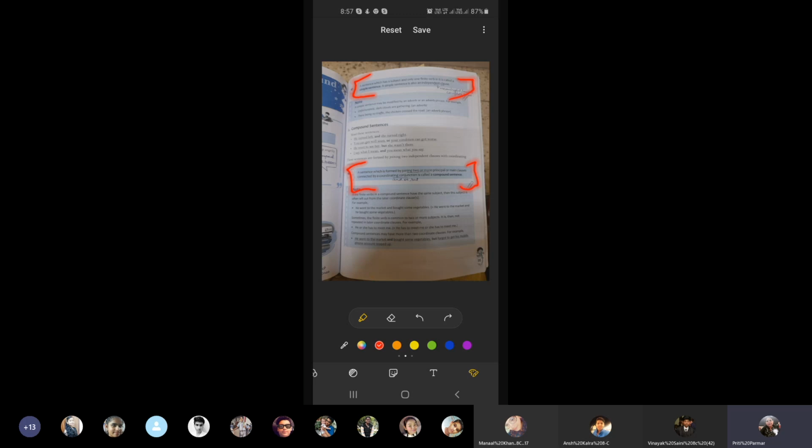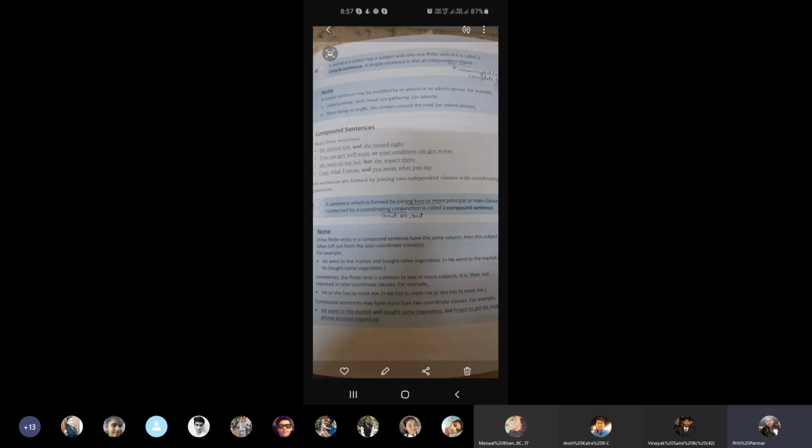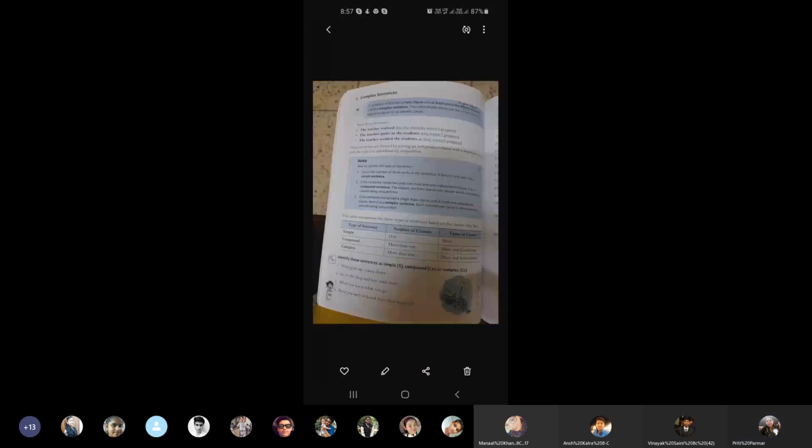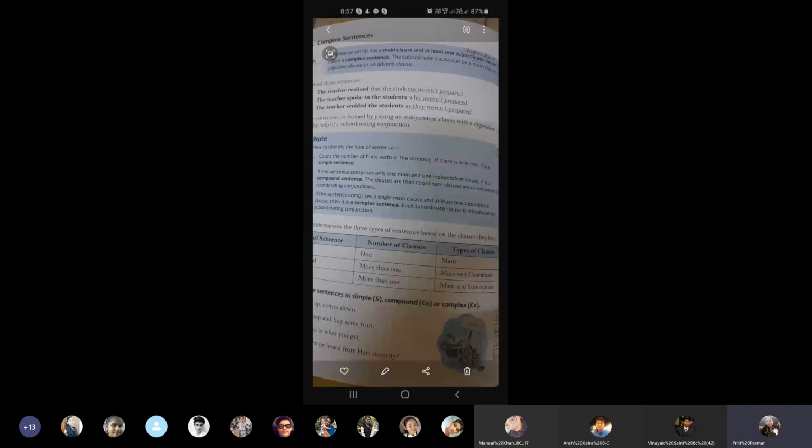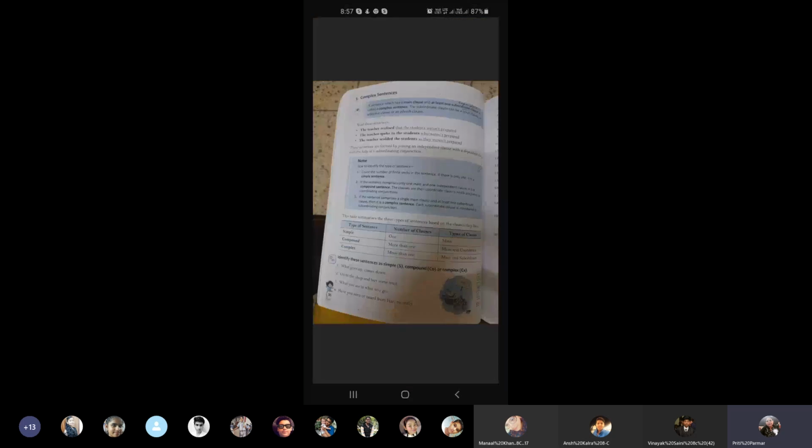So these are the two definitions that you write in your copies, only the definitions. I hope I'm clear. Coming to the third one, complex sentences. Again, I would like you to mark this as the third thing that you'll do. If we read it, a complex sentence has a main clause and at least one subordinate clause. Now, what does subordinate mean?